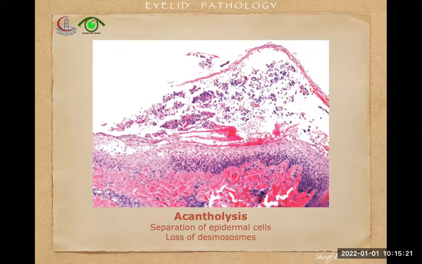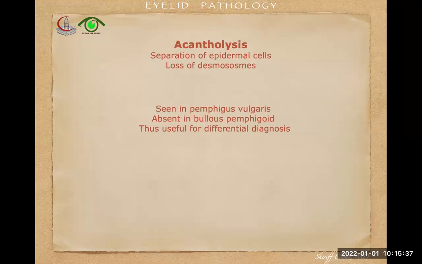Acantholysis, where there is separation of the epidermal cells. As you can see, the cells even did not stand the normal process of histological preparation due to loss of desmosomes, which are the junctions between the cells. And acantholysis can be seen in pemphigus vulgaris, but it's absent in pemphigoid, so it's useful for differential diagnosis.